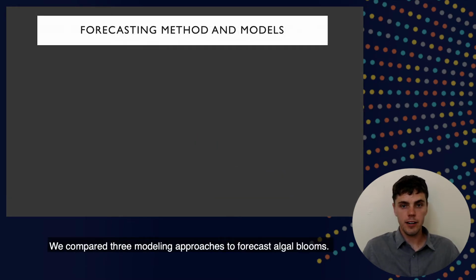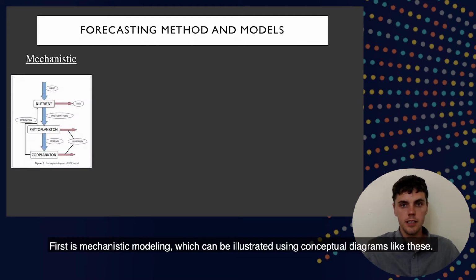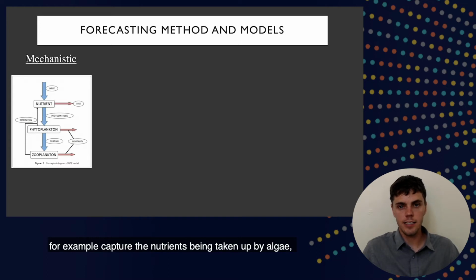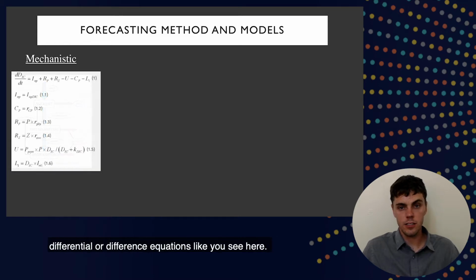We compared 3 modeling approaches to forecasting algal blooms. First is mechanistic modeling, which can be illustrated using conceptual diagrams like these. These models seek to explicitly capture the processes going on in a system. For example, capture the nutrients being taken up by algae, which are then consumed by zooplankton. The boxes and arrows you see can then translate into differential or difference equations like you see here.